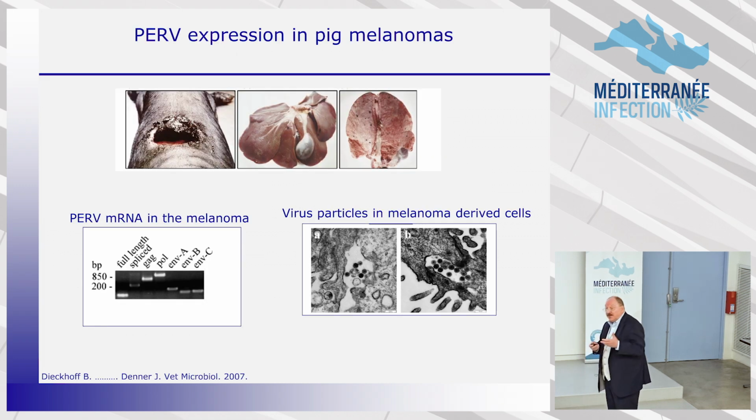The porcine endogenous retroviruses are also found in melanomas. Here are pigs with a melanoma on the back and metastasis in the liver. We found expression of spliced and full-length messenger RNA of different PERVs, and we even found virus particles in cell lines which were derived from this tumor.